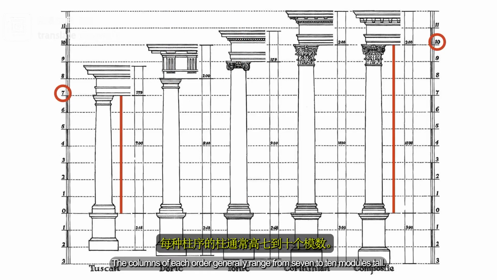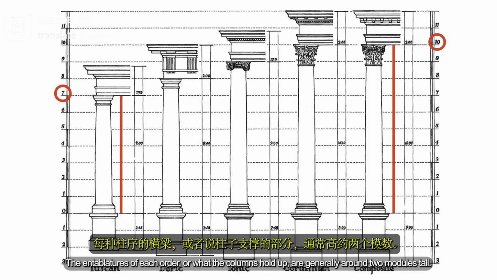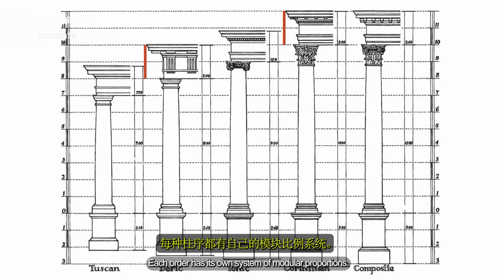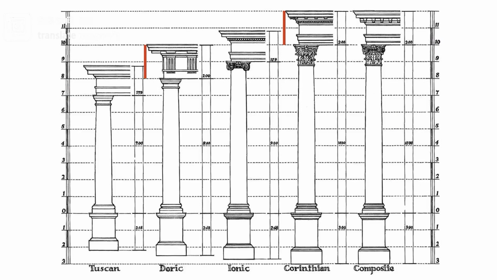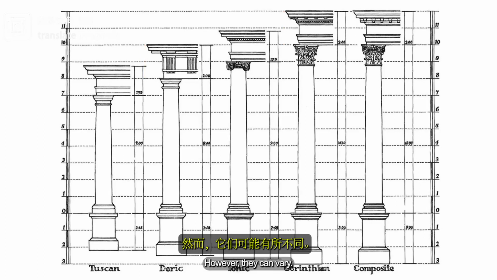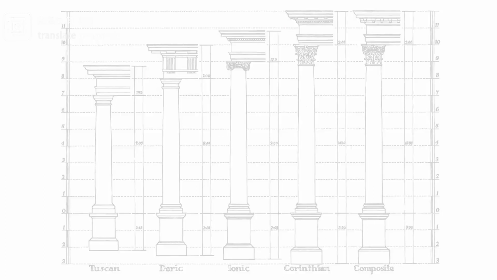The columns of each order generally range from 7 to 10 modules tall. The entablatures of each order, or what the columns hold up, are generally around 2 modules tall. Each order has its own system of modular proportions. This illustration shows fairly typical modular systems. However, they can vary.